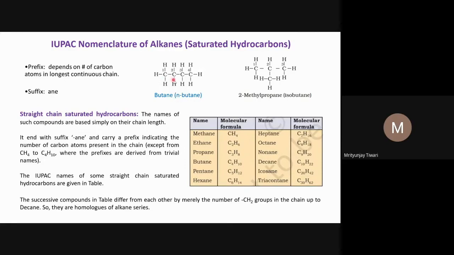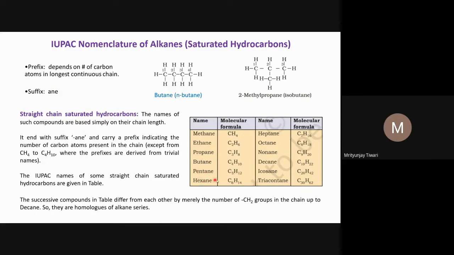And what do we have to do? We just have to follow: we need one prefix and one suffix. So what is the prefix in this case? It is determined by the number of carbon atoms present in the compound. If the number of carbon atoms is only one, then the prefix will be meth. If it is 2, eth, 3 prop, 4 but, 5 pent.